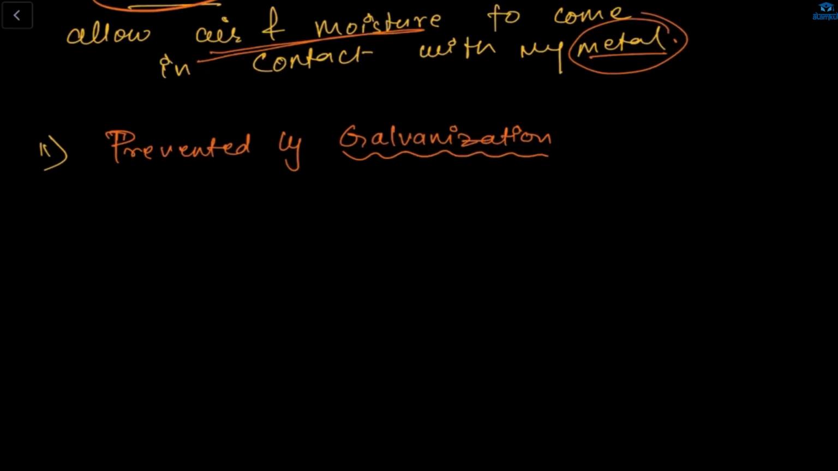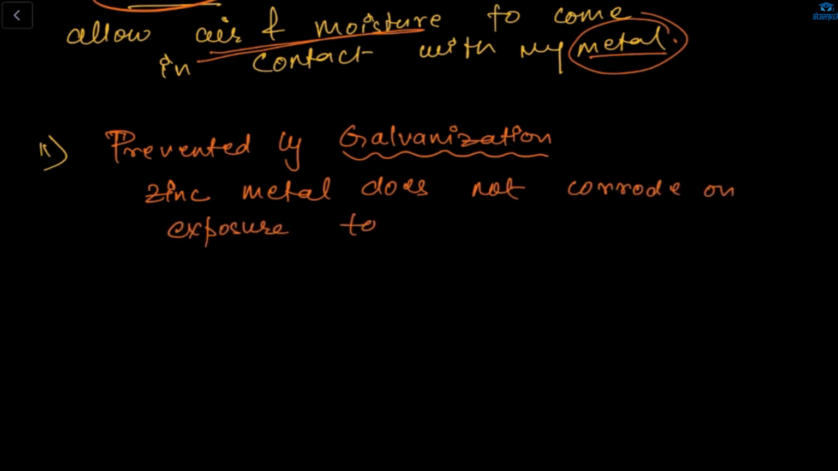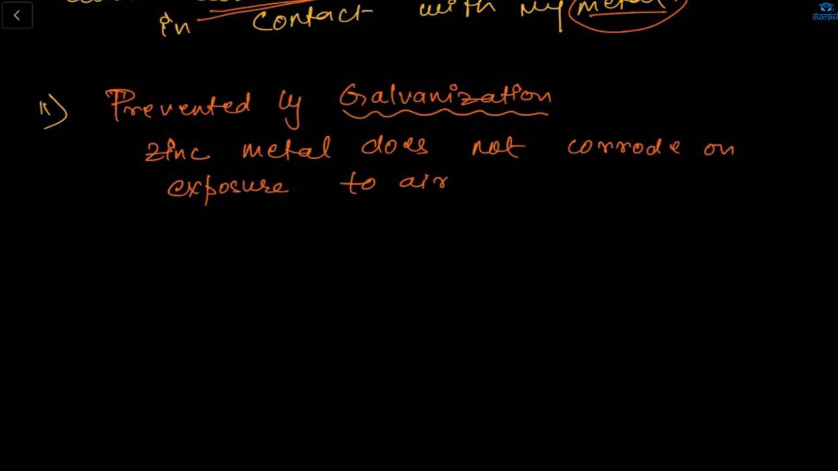So rusting can be prevented by galvanization. The zinc metal does not corrode on exposure to air. So we can do a zinc coating on our metal. That's the protection. Zinc coating protects iron from rusting. Zinc itself forms a protective coating of basic zinc carbonate.